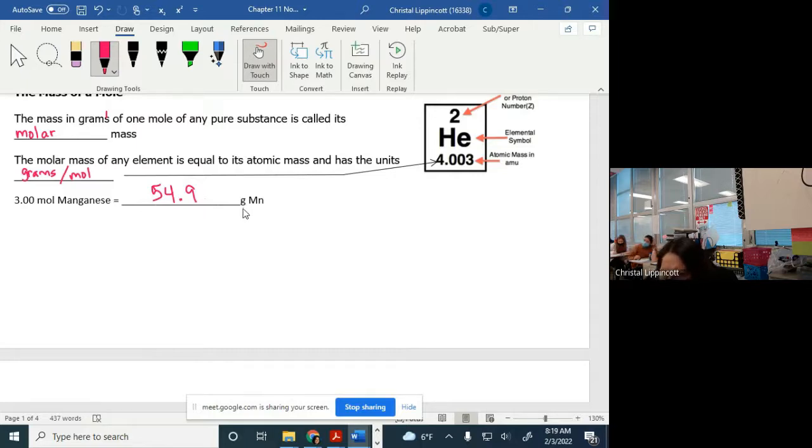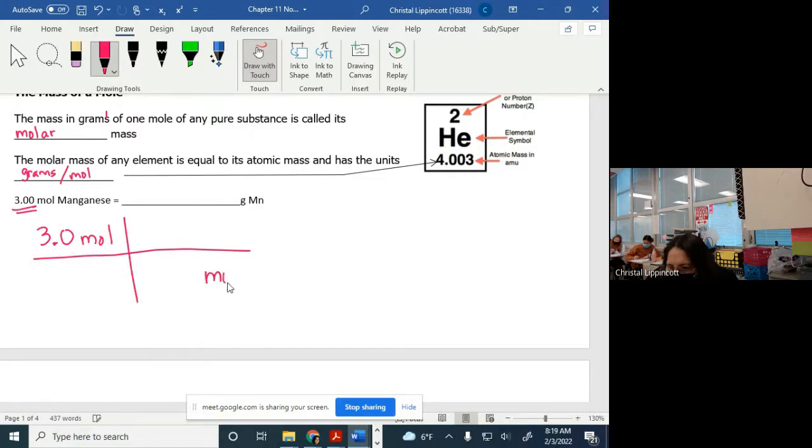Wait a minute. This says 3 moles though. Hold on. Back the train up. Just multiply it by 3? Yep. So we're going to put this into dimensional analysis so you can get used to putting that where it should be. Okay, my moles go down here, my grams go here. So this is going to be 1 mole, and 54.9 goes here, and then we multiply across. 54.9, 164.7.